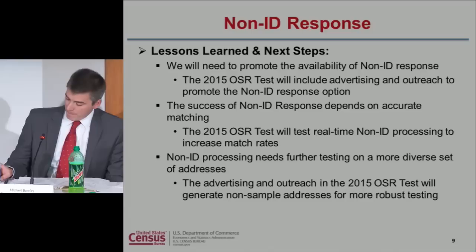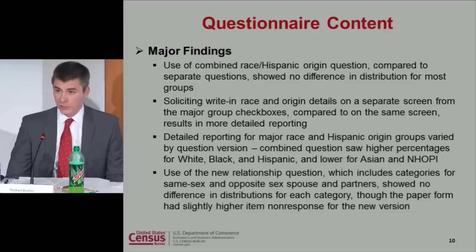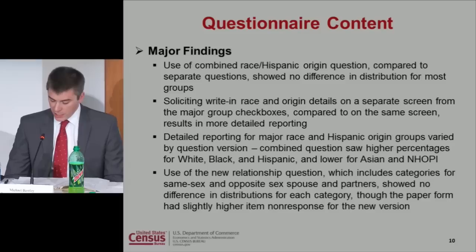Next, I'm going to move on to some of the main findings from the questionnaire content testing that was included in the 2014 site test. As you may be aware, one of the findings from the Census 2010 alternative questionnaire experiment was that a combined race and Hispanic origin question was found to be a more accurate and truer reflection of respondents' racial identities than a separate question. The AQE was a paper only, though, so this was the first time that we tested this comparison on the internet. We found that the use of the combined question compared to separate questions showed no difference in the distribution for most groups.